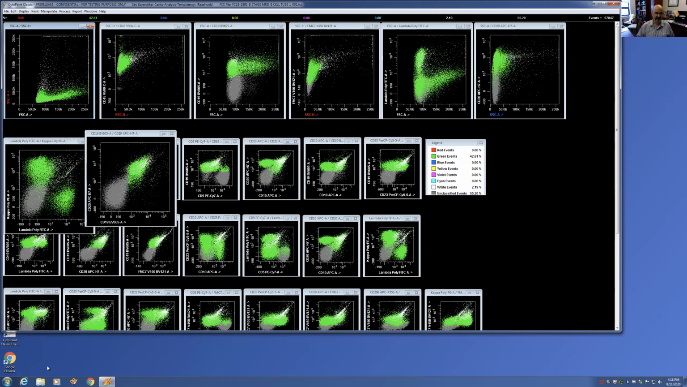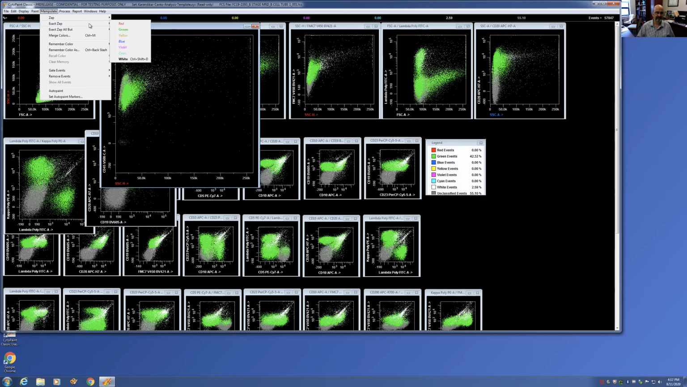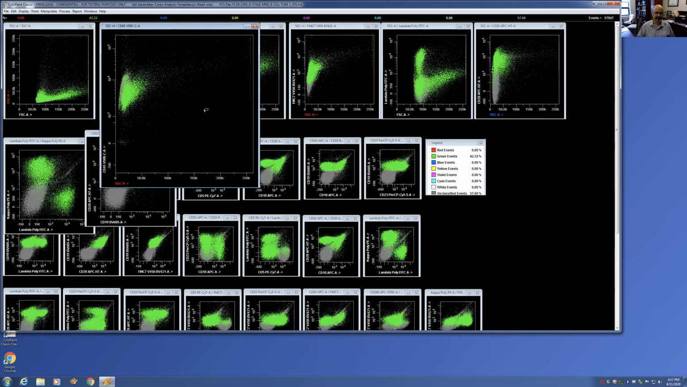There's not too much you can clean. Then this is the usual CD45 versus side scatter. Again, the side scatter is a little higher than you normally see for lymphocytes. I'm going to exclude the white cells.